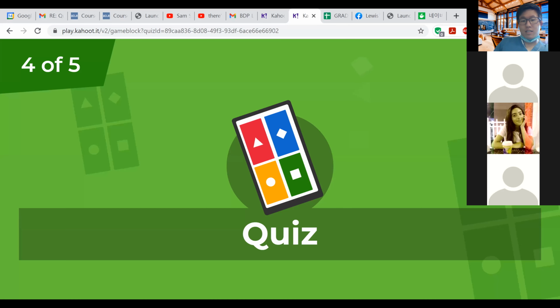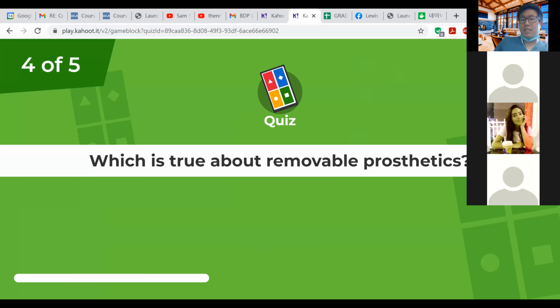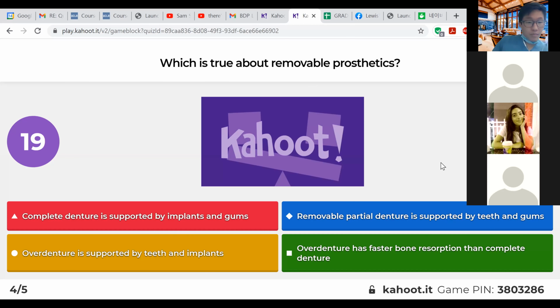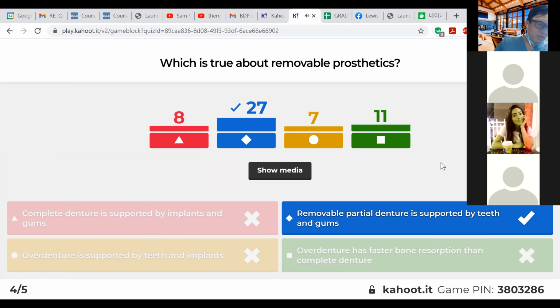All right, let's see. Which is true about removable prosthetics? This might be a little too hard. Sorry guys, that might have been too hard. I made this too long, so don't feel bad if you got this wrong. I'll talk to them about this.